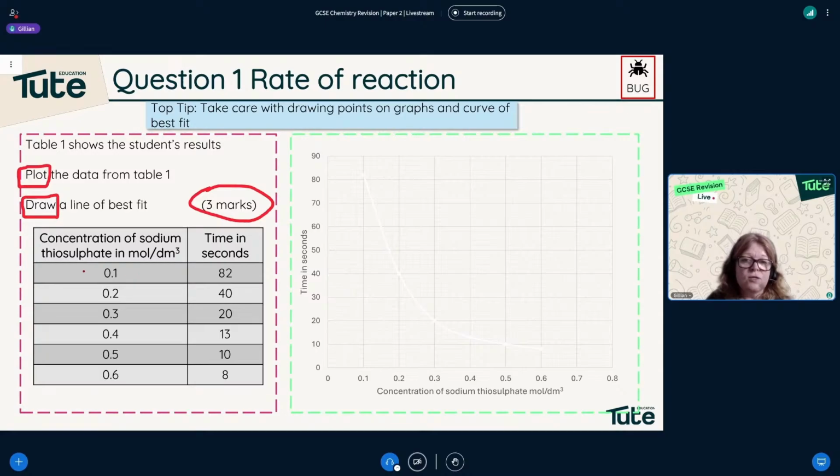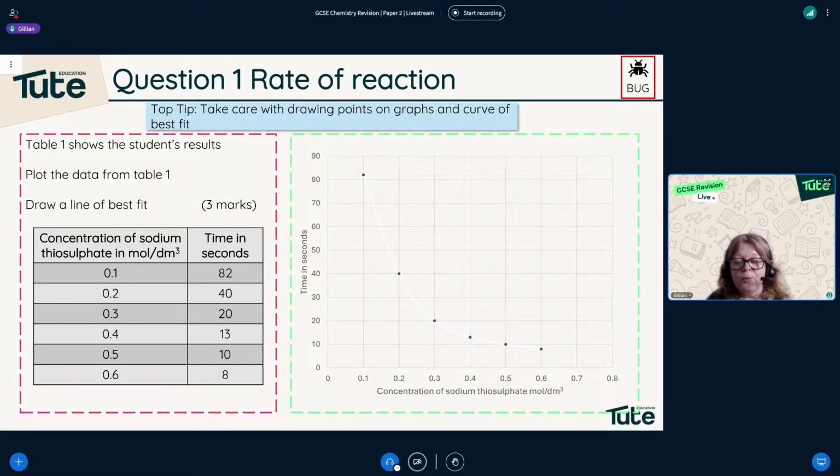So, let's plot our first point. The concentration of sodium thiosulfate is 0.1. The time in seconds is 82. So go across to 0.1, go up to 82, and then you can draw a dot or a cross and plot your points. Okay, so here are my points that I have plotted.